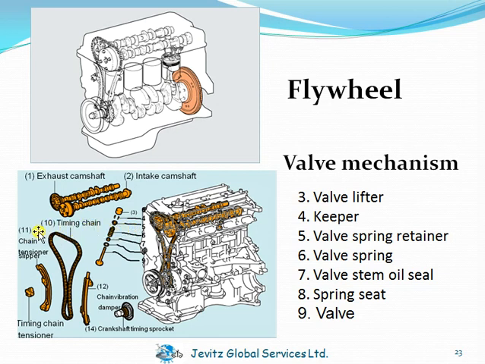And number ten, we have the timing chain. Number eleven, we have the timing chain tensioner. And number twelve, we have the timing chain vibration damper. And number fourteen, we have the crankshaft timing sprocket.